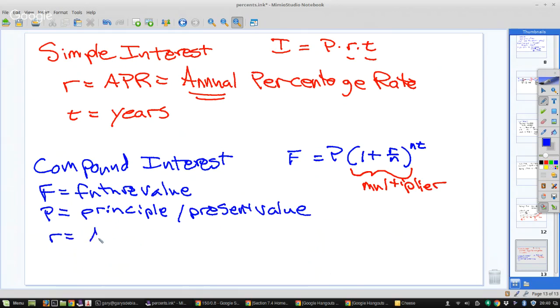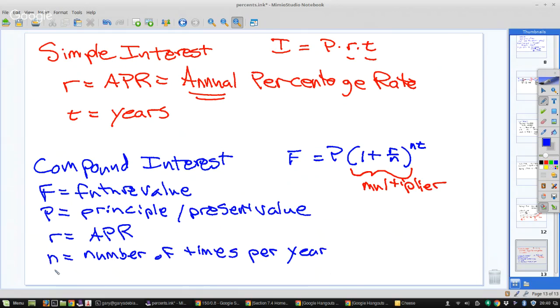R is generally an annual percentage rate. N is the number of times per year you get interest, which is the idea of simple interest. And T is just the number of years that have gone by. We'll look at an application of simple interest and we'll turn that into compound interest.